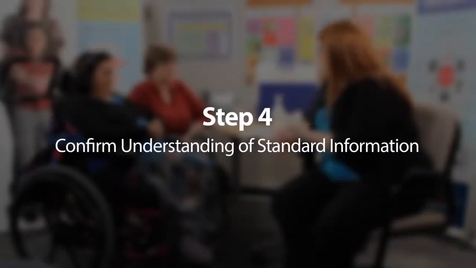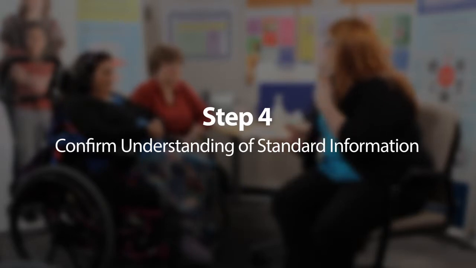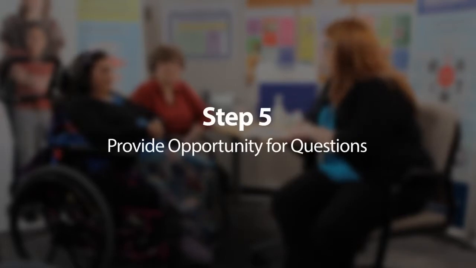Step 4. Confirm understanding. Understanding is confirmed as Ginger communicates her answers to the questions by nodding yes or shaking her head no. Her actions and demeanor show she is engaged in the conversation. Step 5. Provide opportunity for questions.